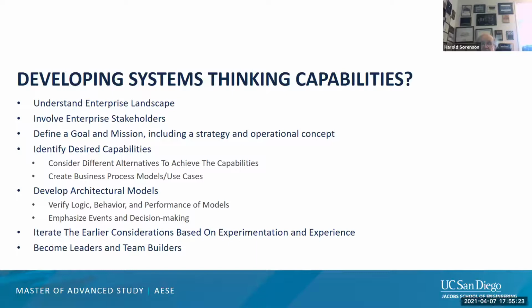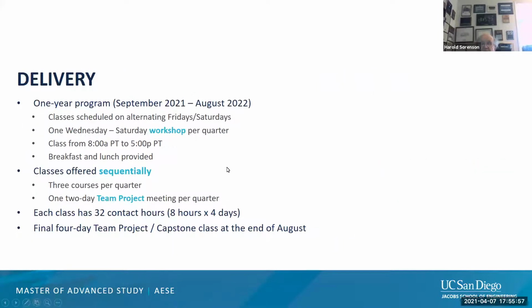Now, what we're going to talk about is how to work our way through enterprise landscaping and enterprise stakeholders, defining that. We want you to talk to your senior managers as well as your colleagues. We then want to go on and talk about our capabilities, look at different alternatives to achieve the capabilities, and make sure we create business models and use cases so we can develop the architectural models and verify their logic as we go. Next click, please. So this is a very brief summary of the earlier chart of what we do in AESE. And so this is the emphasis.